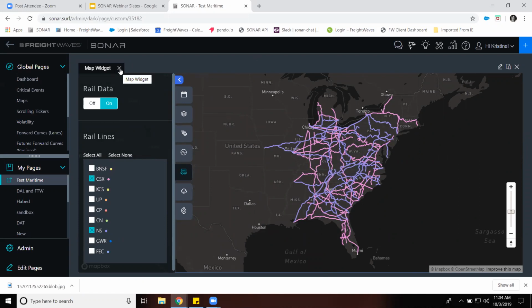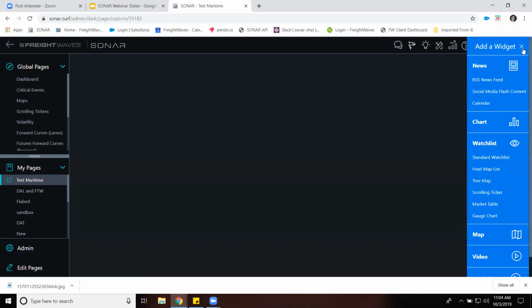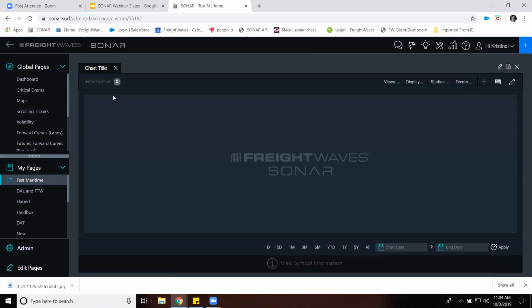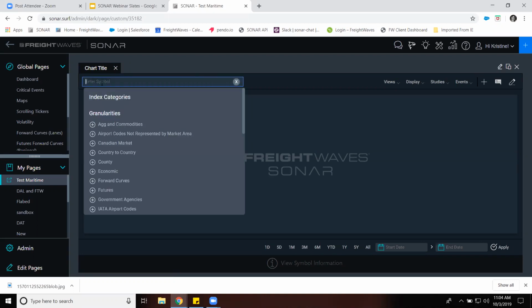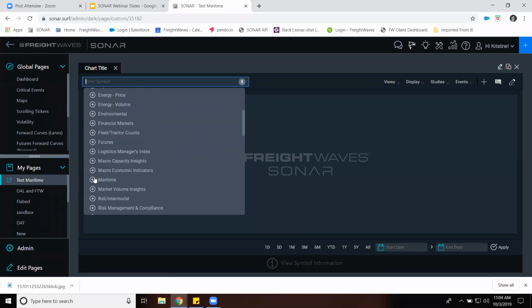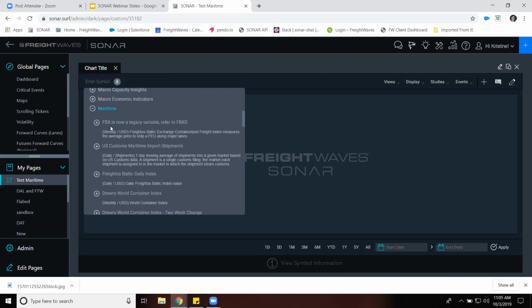So let's click out of the map and let's start up a chart. And this will be a good place for us to start on what maritime data we do have currently. So if you click your cursor into the inner symbol, you can scroll down, and you can pop open maritime here. And you see quickly that the FBX is now a legacy variable, and it's now turned to the FBXD.